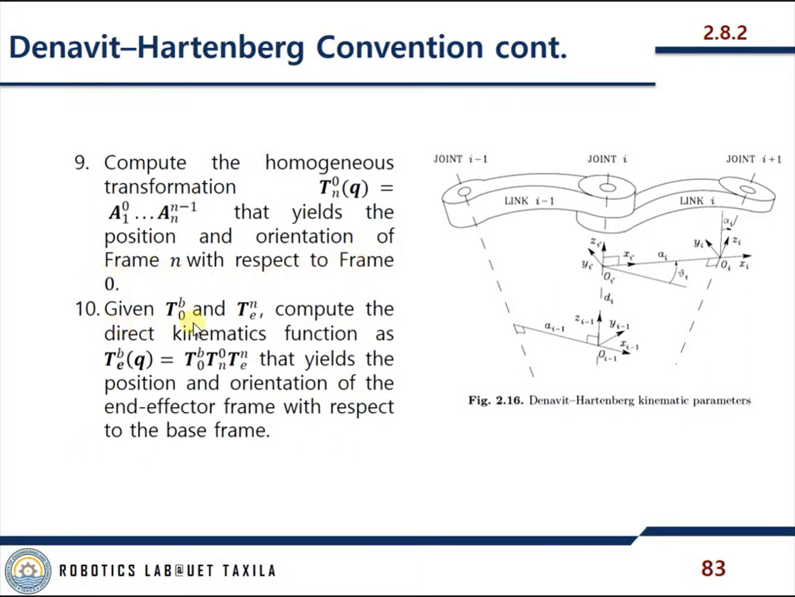And then, given Tb0, which is from frame 0 to the base frame, and Ten, from the end effector frame to the nth frame, compute the direct kinematics function as Tbe, end effector to base frame. You move from the end effector to the nth frame, then from the nth frame to 0, and then 0 to the base frame. This yields the position and orientation of the end effector frame with respect to the base frame.